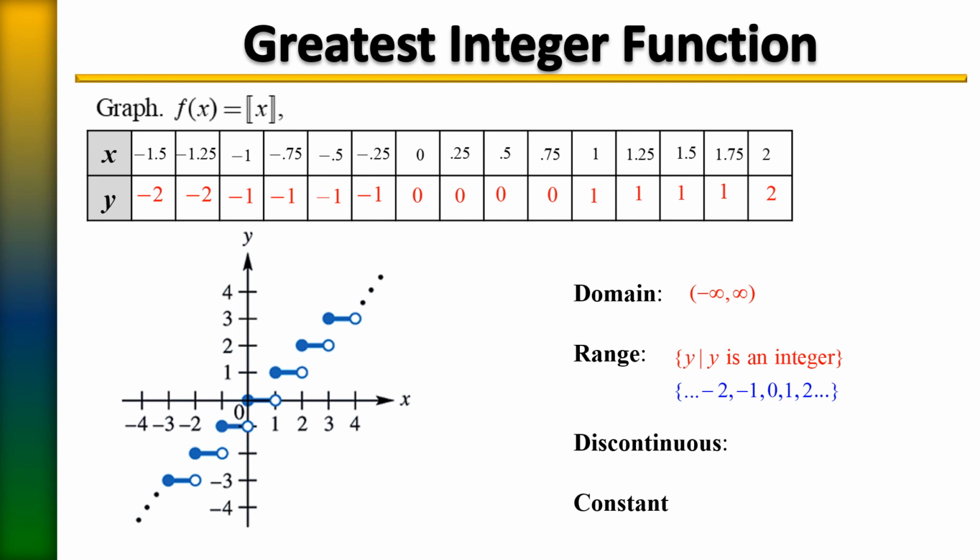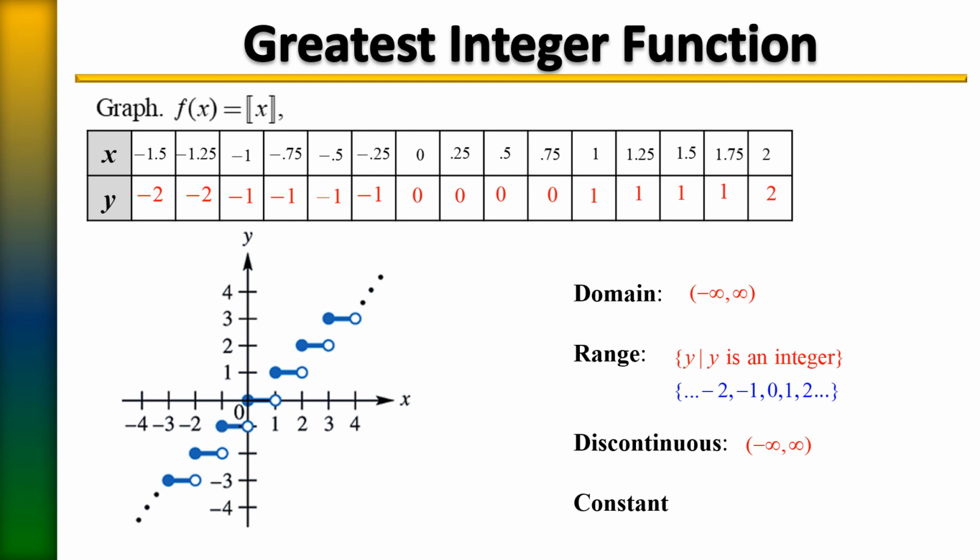Discontinuous: this particular graph, as we stated before, is not continuous. You cannot draw it without lifting up your pencil. So it's discontinuous over its entire domain.